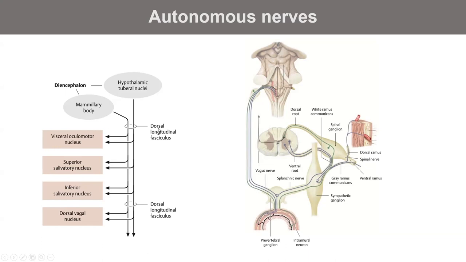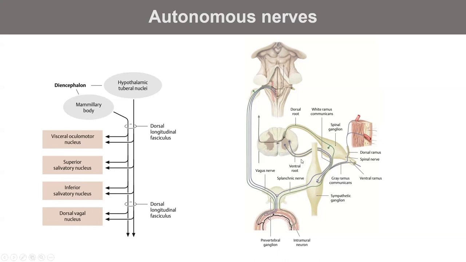And this dorsal longitudinal fasciculus, which will be discussed in the chapter of the central nervous system, is establishing the necessary connection between the higher center, the diencephalon, and the lower center, which is the nucleus located in the brainstem. Of course there are other fibers playing a role in the interconnection of this higher center, the upper motor neuron, with the lower motor neuron.